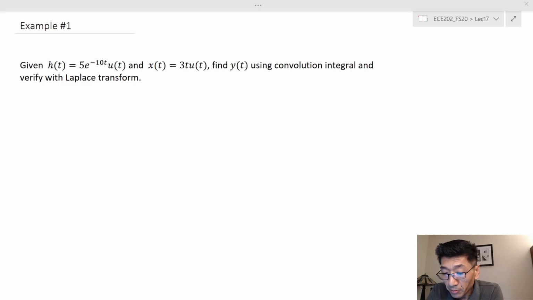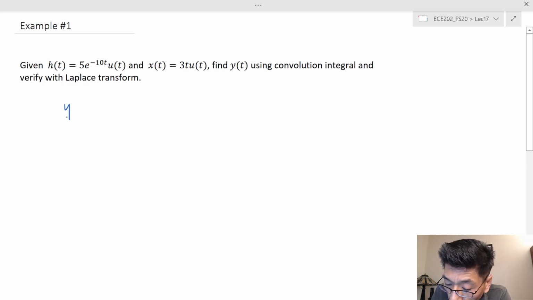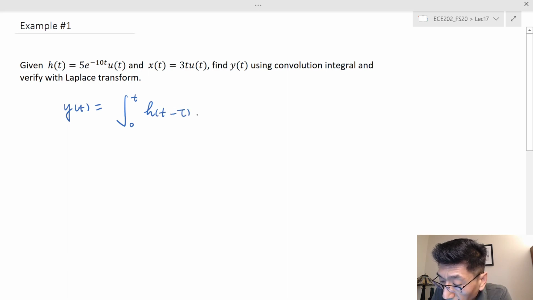Example here. Here we have the impulse response, the exponential decaying function, and x(t) is a ramp function at 3 times the ramping rate. Find y(t) using the convolution integral and also verify with the Laplace transform. Let's first do the convolution integral, y(t), based on the form we prefer, that goes from 0 to t, h(t minus tau) x(tau) d tau, right?